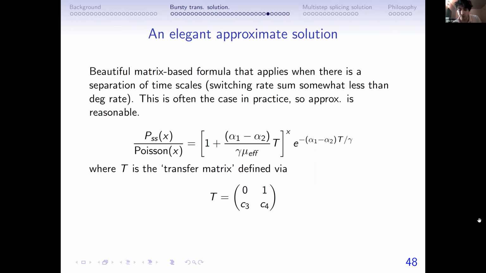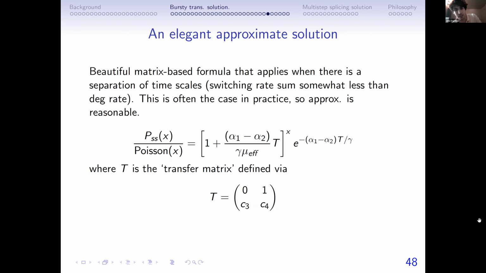For the solution I showed you with the Feynman diagrams and stuff, it's pretty fast and it's accurate, but it's not as fast as it could be. So we came up with this other approximation, which works when there's a certain separation of timescales, when the switching timescale is very different than the degradation timescale. You end up with this beautiful looking formula that doesn't involve an infinite series at all or any weird looking functions. It involves the exponential of a matrix, which is kind of surprising.